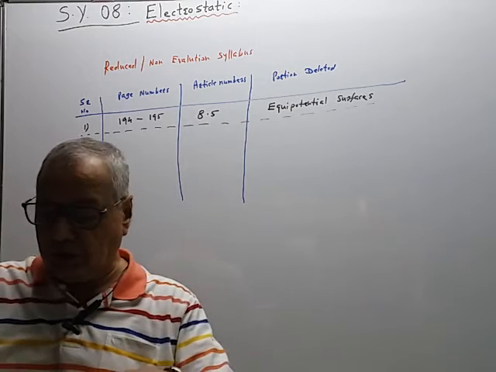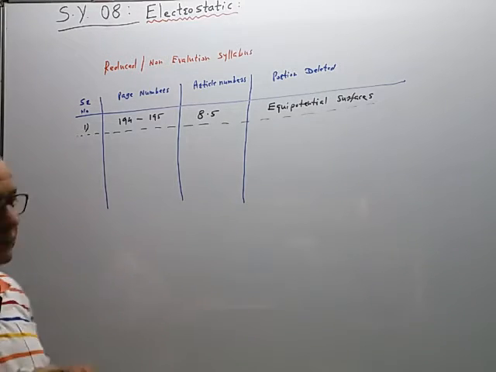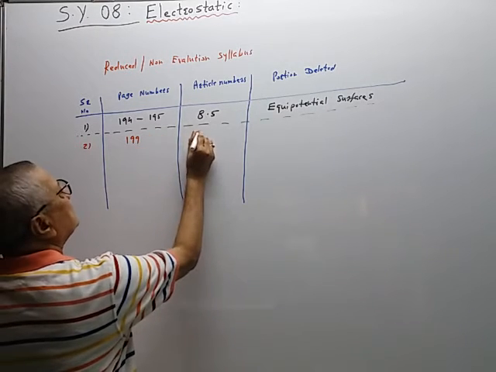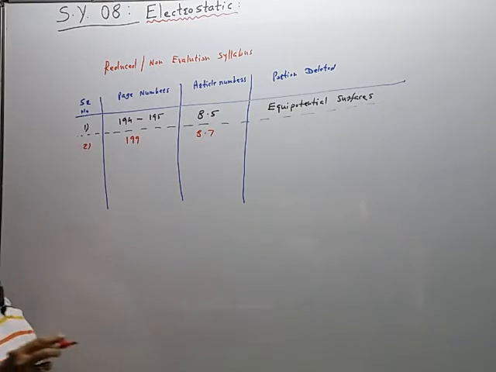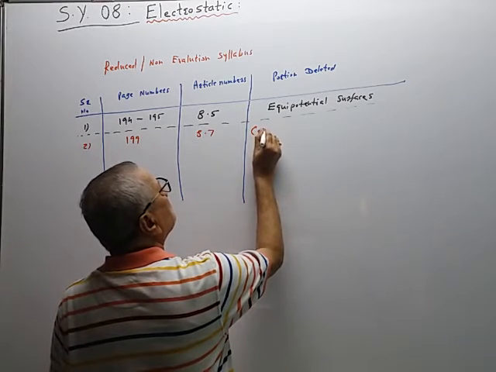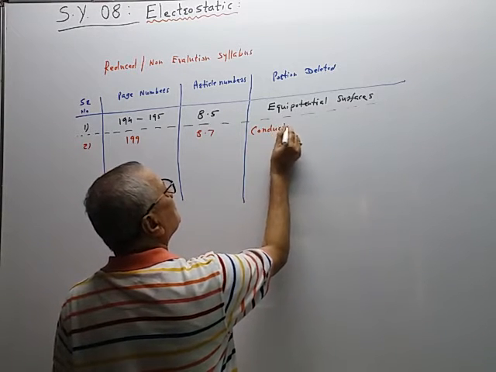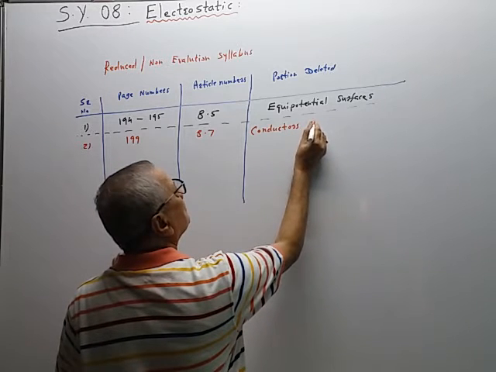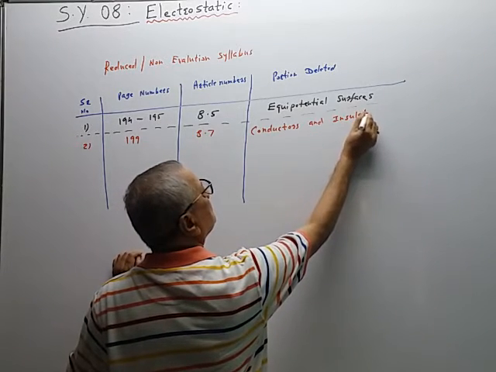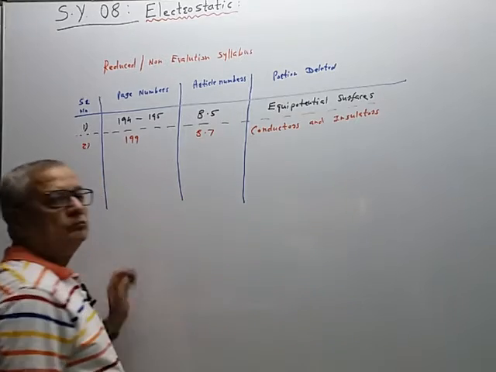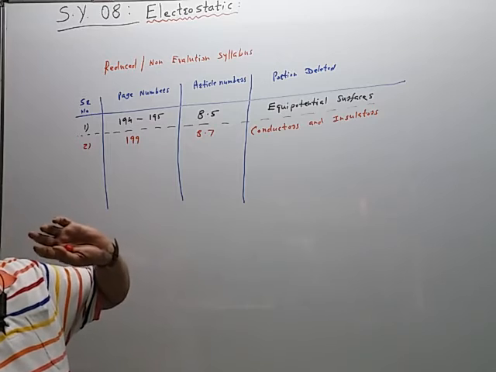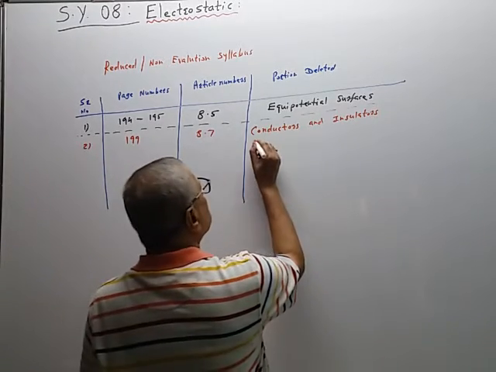Next, page number 199. Article number 8.7, and the name of the article is conductors and insulators. Actually, we need this difference for the current electricity chapter, therefore we are going to consider this. And one more article is free charges and bound charges.